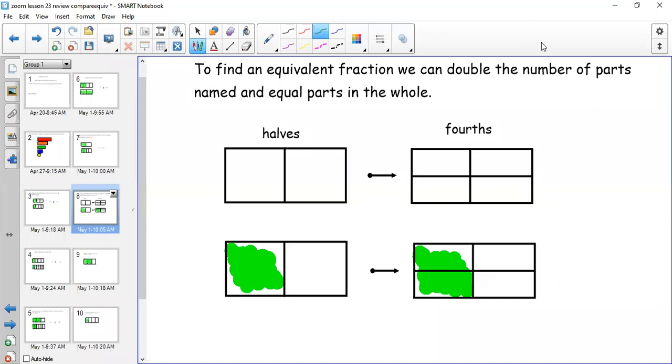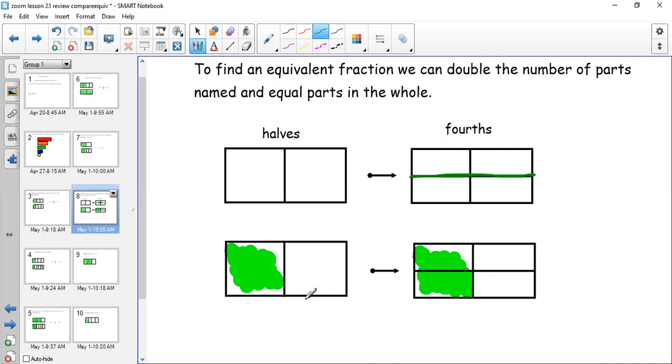So a great strategy to use to find an equivalent fraction, we can actually double the number of parts named and the equal parts in the whole. For example, let's pretend these rectangles are fraction strips. We start out with a fraction strip showing halves, and when we fold that in half, that creates fourths. And so the fourths were created by adding this horizontal line going across from left to right. So we actually folded the half in half to make a fourth.